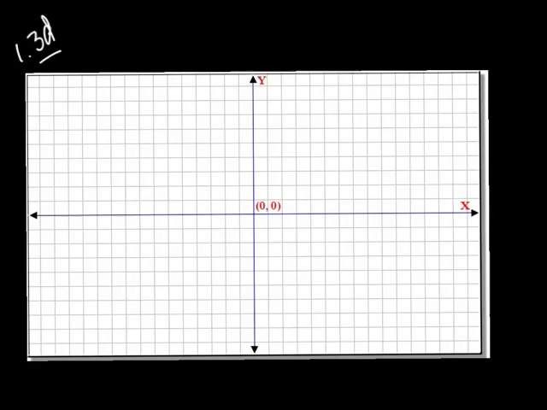Continuing in college trig with 1.3, we're in the fourth video. 1.3D is in dog, and we're going to talk about quadrantal angles. A quadrantal angle is just an angle that's on one of our lines here.